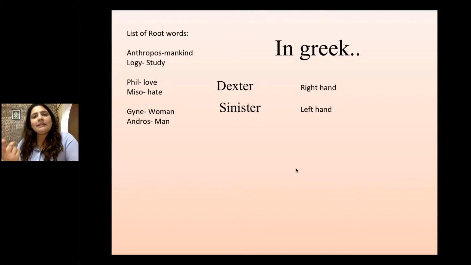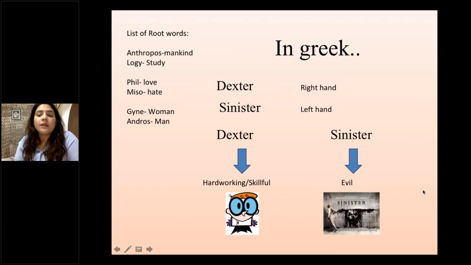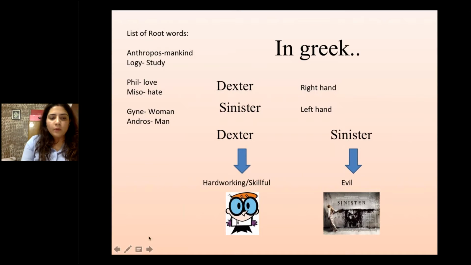So that's how you can easily learn the meaning from those times: dexter is nothing but skillful, hardworking, and sinister is nothing but evil. So left hand, sinister means evil, and dexter is hardworking, very skillful. So when I say you're very dexterous, I mean you're very hardworking. Very good, Prableen and Ria. Yes, absolutely correct. Okay. So that is dexter and sinister. I'll teach you one more word with this.